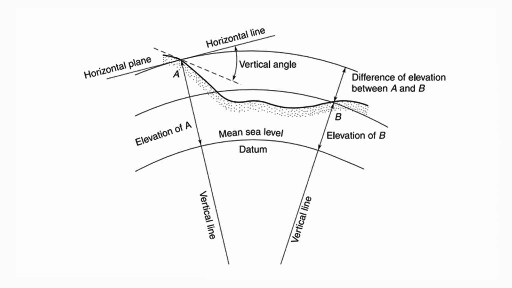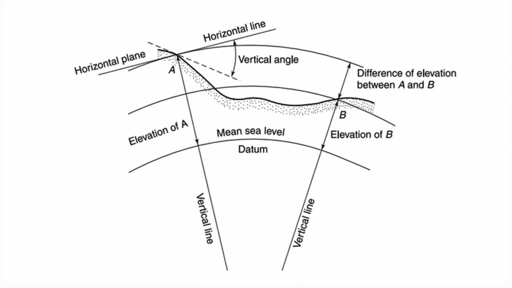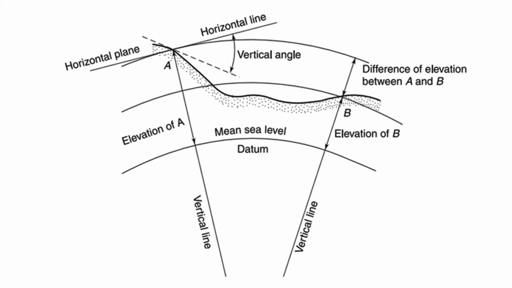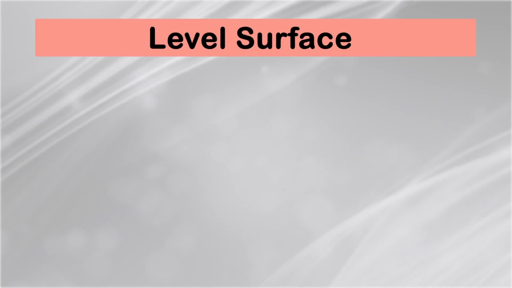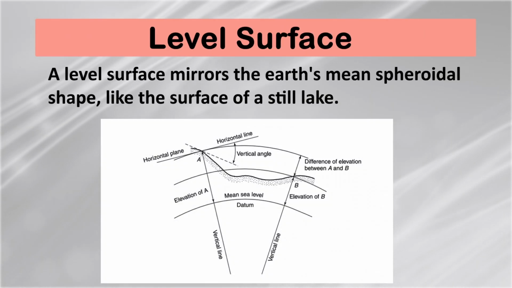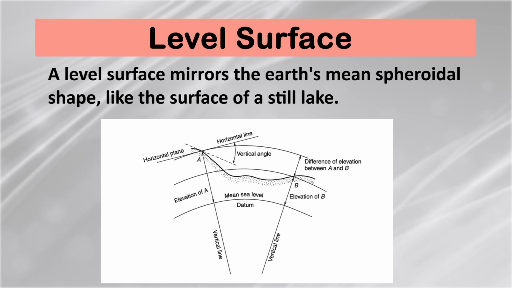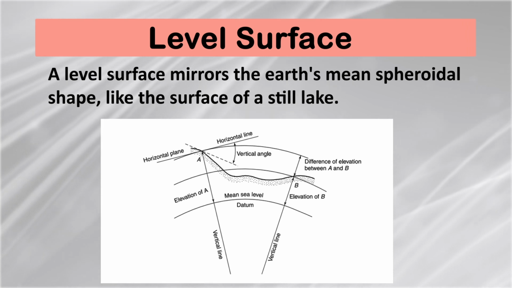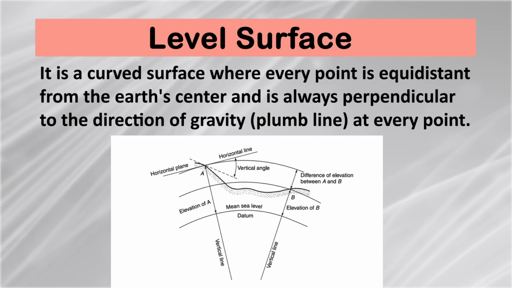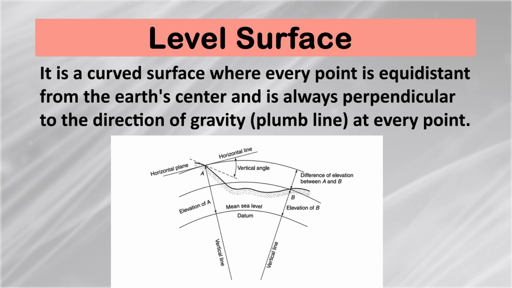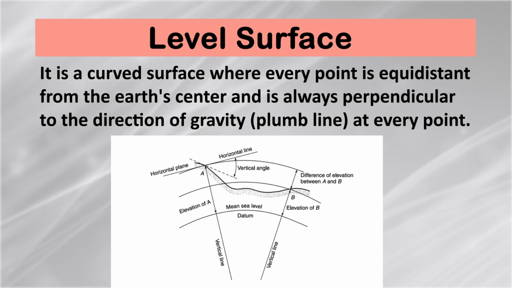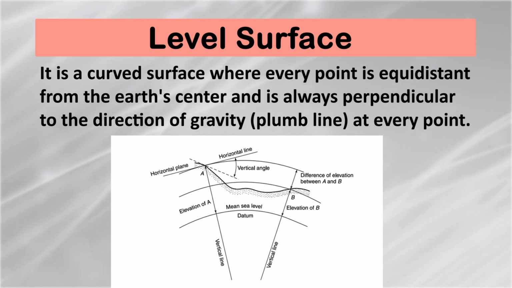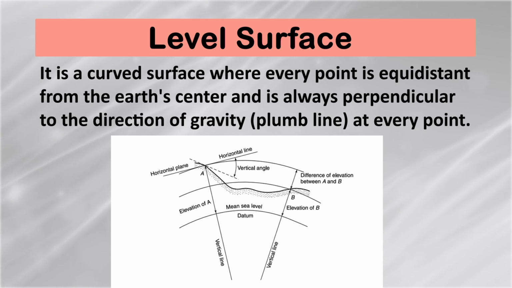Now, we will take some technical definitions which are used in leveling. Referring to this figure, firstly we will discuss what is level surface. A level surface mirrors the Earth's mean spheroidal shape like the surface of a still lake. It is a curved surface where every point is equidistant from Earth's center and is always perpendicular to the direction of gravity, that is plumb line, at each and every point.